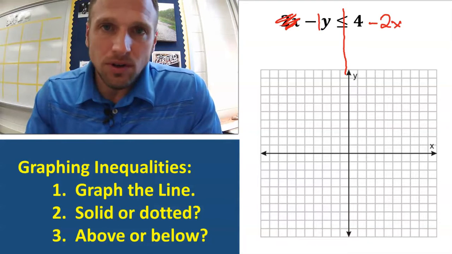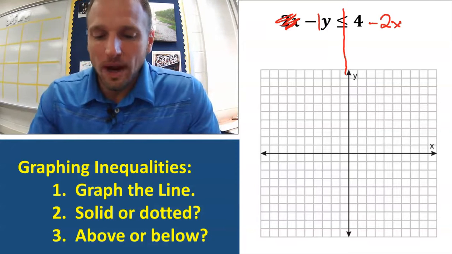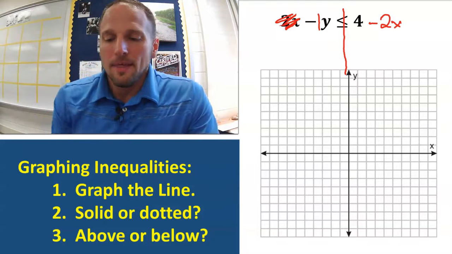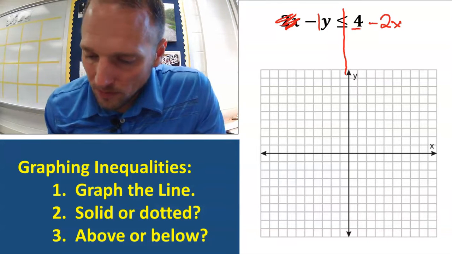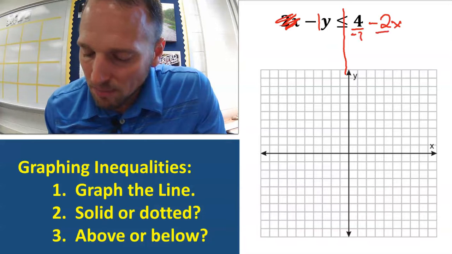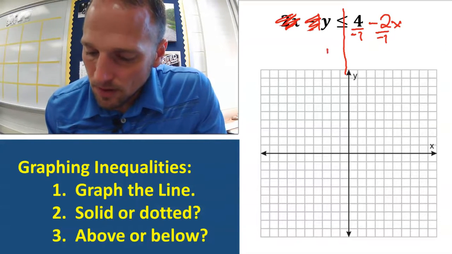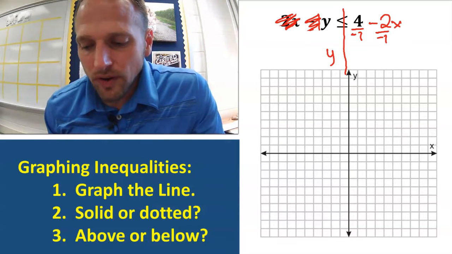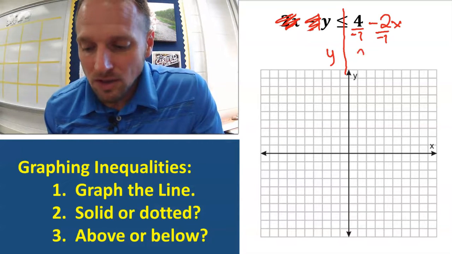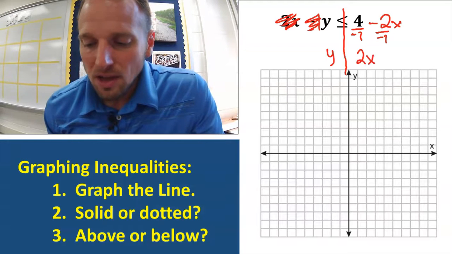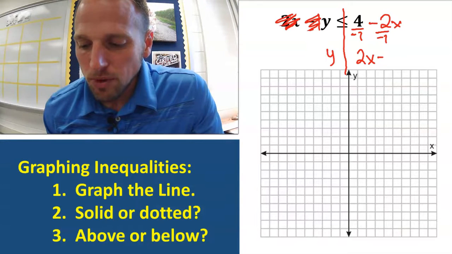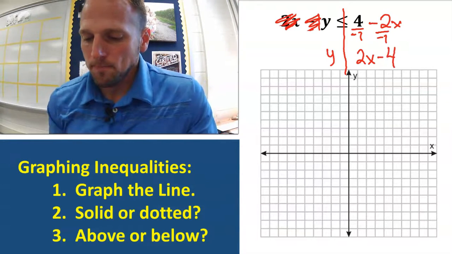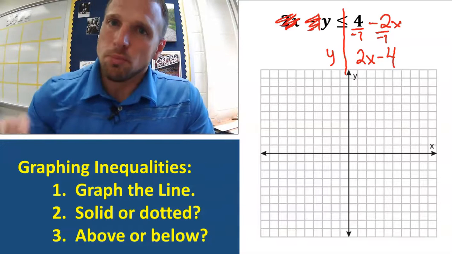Because I don't care what -y equals. I just want to know what y equals. So I need to divide the -1 over. Divide by -1, divide by -1. Okay. First, let's do the easy part. -2 divided by -1, that's going to be a +2x. And 4 divided by -1 is going to be a -4.